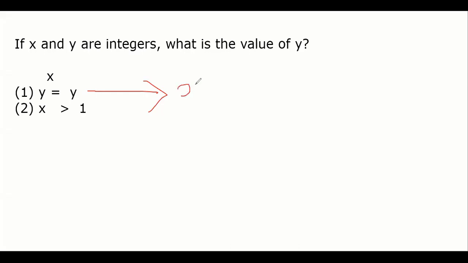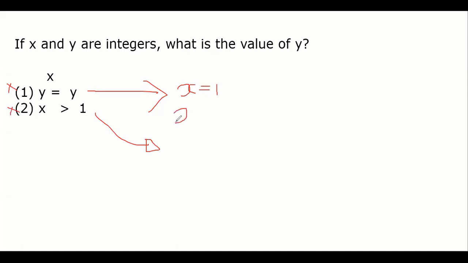But we want the value of y. You are right. From 1 we definitely know x is 1, but we don't need the value of x, we need the value of y only. So 1 is not sufficient. Yes, sir. What about second alone? Sir, x can be any number greater than 1, but we need the value of y. Again, second alone is not sufficient. You are right.